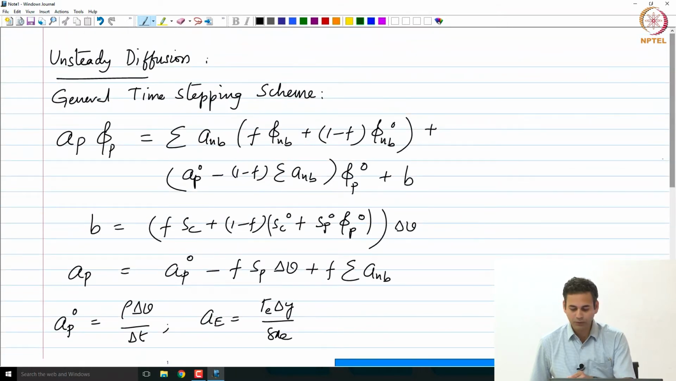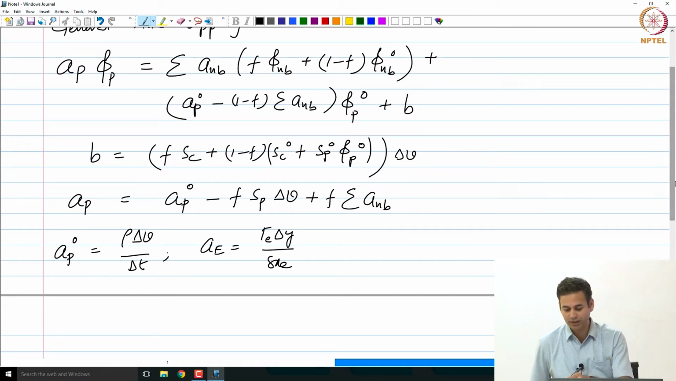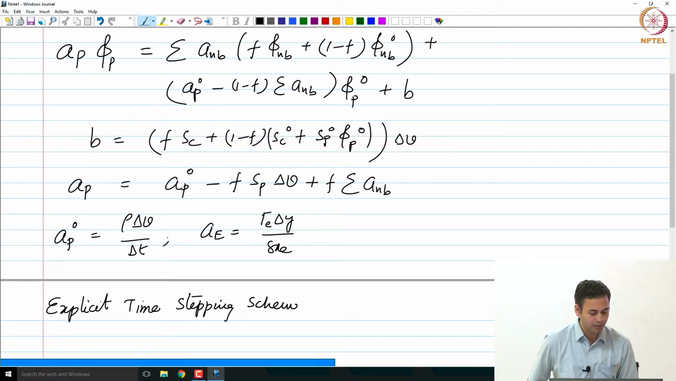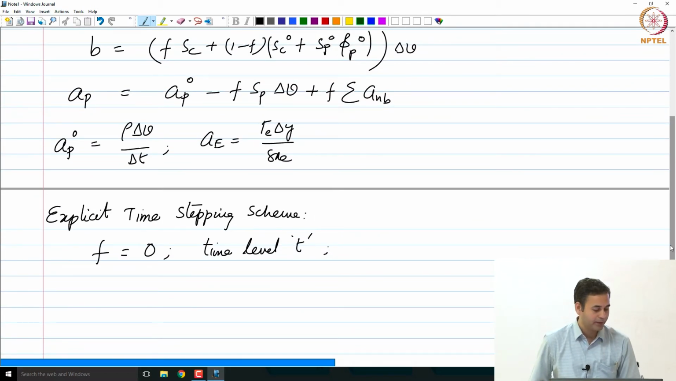So we also said that we looked at two different schemes by setting the value of f. One was an explicit time stepping scheme. This we obtained by setting a value of f equals 0, where the values of phi at time level t prevail over the entire time step, right, that is what we said. And also, the explicit scheme was only order delta t in terms of the truncation error, which we did not prove.